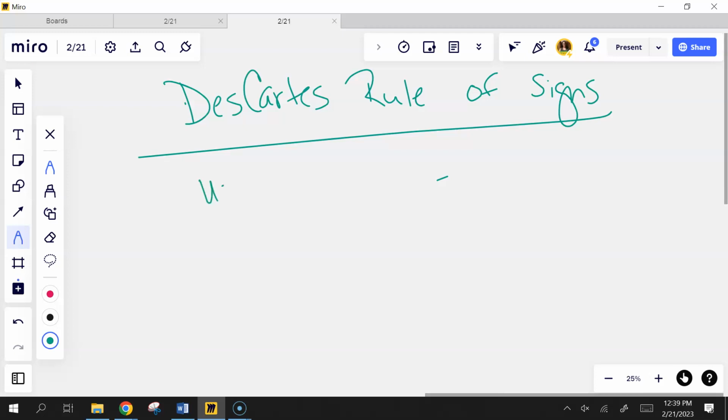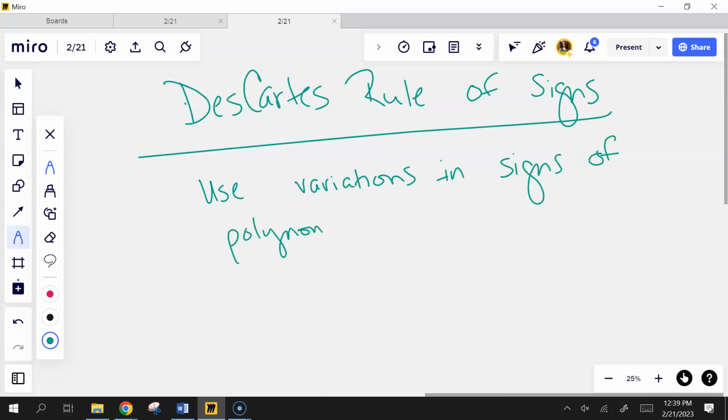We use variations in signs of a polynomial. You don't have to write this if you don't want to, because I'm trying to make it concise and I'm going through it in my head and making it kind of long. We use the variations in signs of polynomials to determine the number of positive and negative zeros.